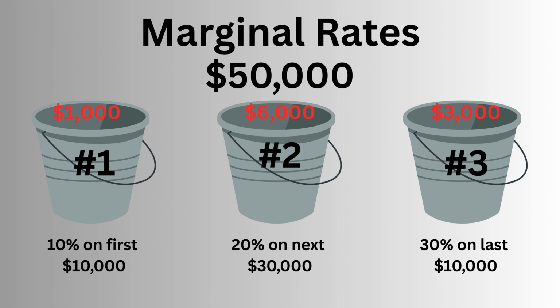This results in our friend paying $1,000 in tax on his first $10,000 in income, $6,000 in tax from his next $30,000 in income, and $3,000 in tax from his last $10,000 in income. In this example, our friend is in the 30% marginal tax bracket, and his effective tax rate is 20%. Notice his effective tax rate is lower than his marginal tax rate because he's not charged that high 30% rate on his entire income, just on the last portion.